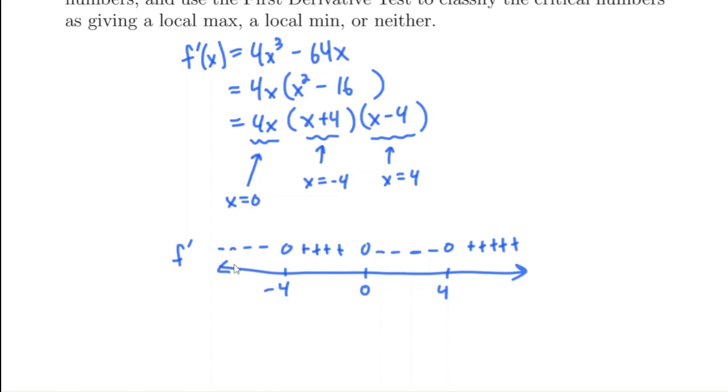So we have a sign chart here for f prime. What this tells us is that f prime is negative here. That means the original function f is decreasing. And since f prime is positive here, the original function is increasing. And then it's decreasing, then increasing. So our original function will be decreasing, then increasing, then decreasing, then increasing.